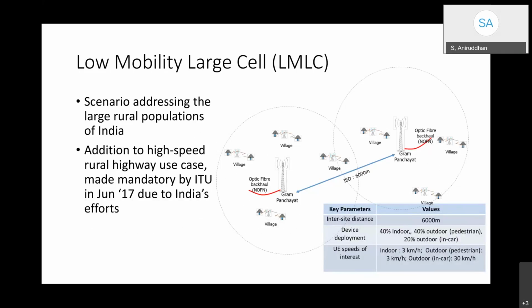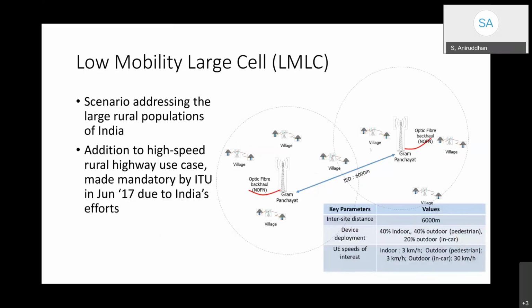Starting from 2015-16 onwards, Indian academia and some companies have been attending 3GPP standardization meetings, and they have developed a particular scenario called low mobility large cell, or LMLC. This scenario is going to address the large rural populations of India. There are specific aspects of it, and in the next couple of slides, I'm going to tell you how they came about these types of standards.